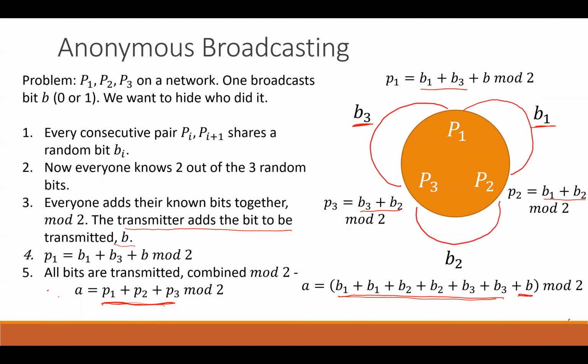Okay, so here's where our little magic comes in. Our claim is that this is equal to B mod 2, which is just B. So if we add all of these together, mod 2, along with our transmitted bit, we're going to get back just the transmitted bit. And nobody knows who sent it, but we'll talk about all of that.